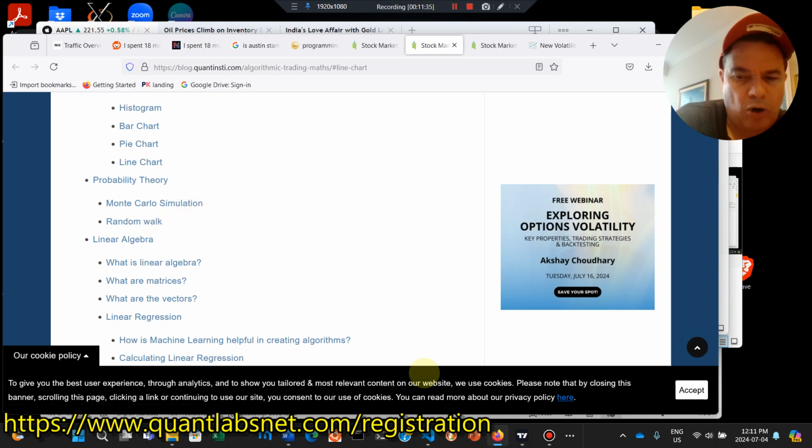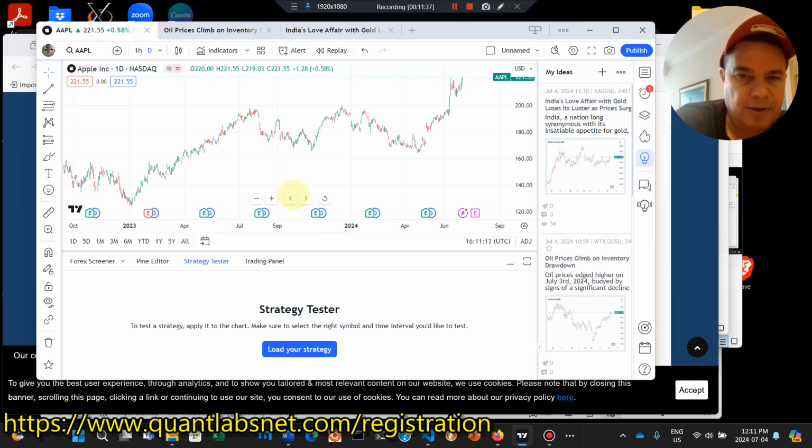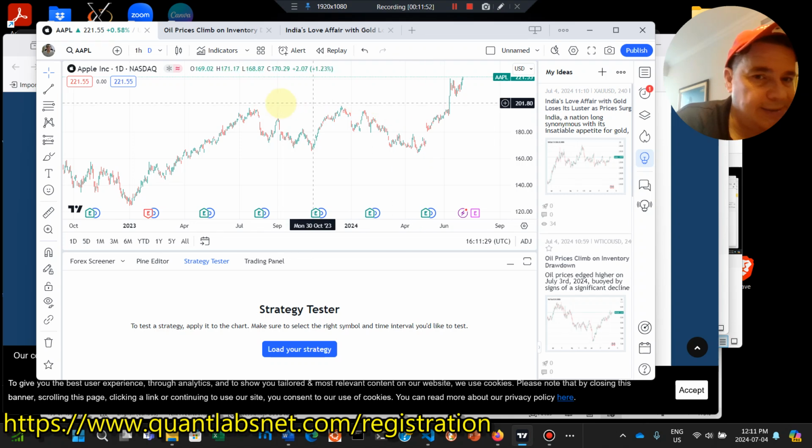Now, the next one's a random walk. A good one to look at with a random walk is right here. Between July 5th and here, some would say that this is a random walk. Some would say this is a sideways move, or it's flatlined.